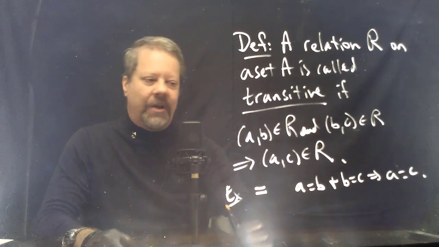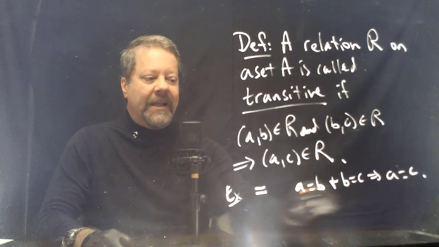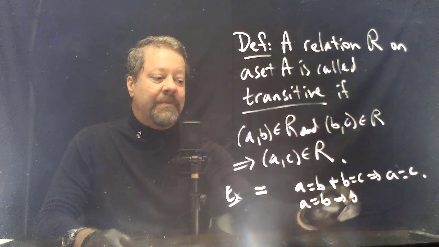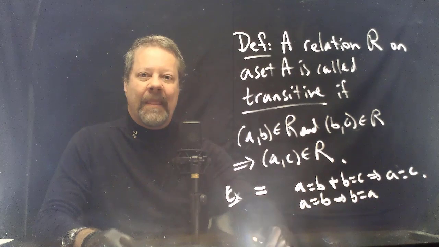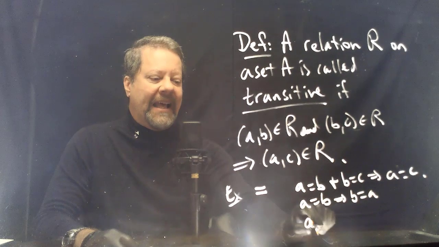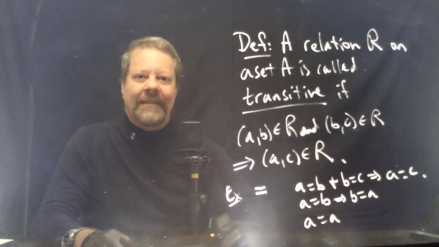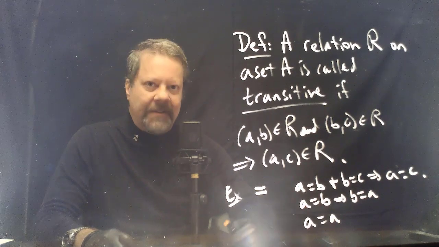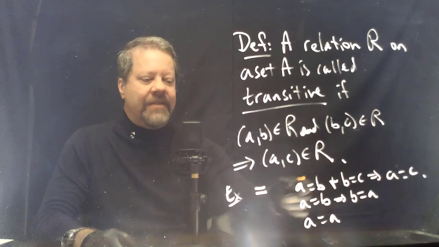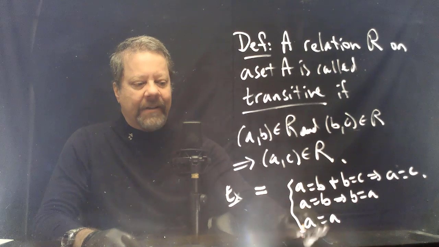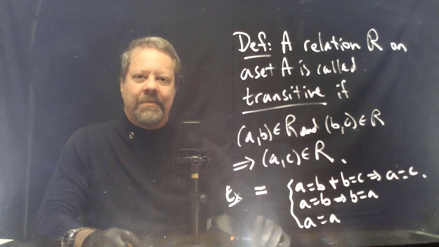You should also note that not only is it transitive, but a equals b implies b equals a. It's symmetric, and every number equals itself, so the equal sign is also reflexive. Reflexive, symmetric, and transitive. In fact, that's going to be a special category of thing that satisfies all 3 of these properties.